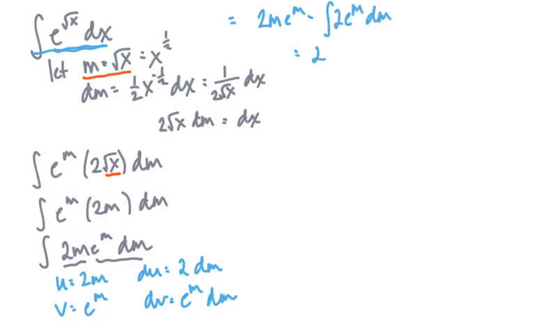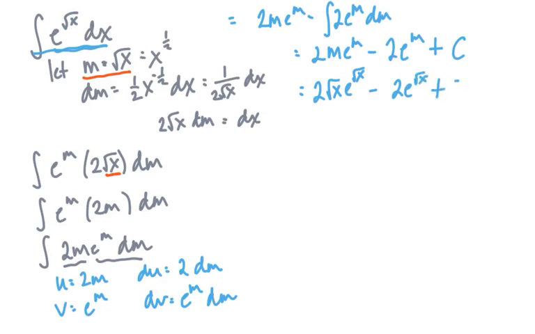Well, that's not too bad. So we have 2m e to the m minus the integration of that, which is 2 e to the m plus c. Now you got to remember we didn't start with m. m is the square root of x. So we have 2 square root of x e to the square root of x minus 2 e to the square root of x plus c.